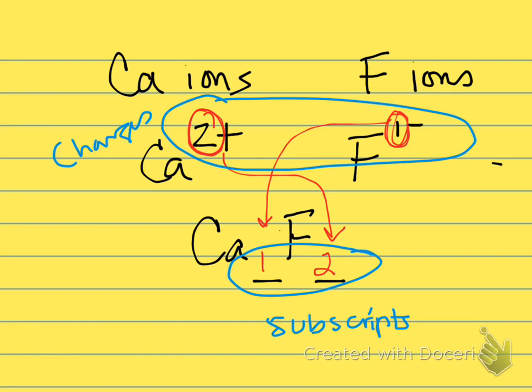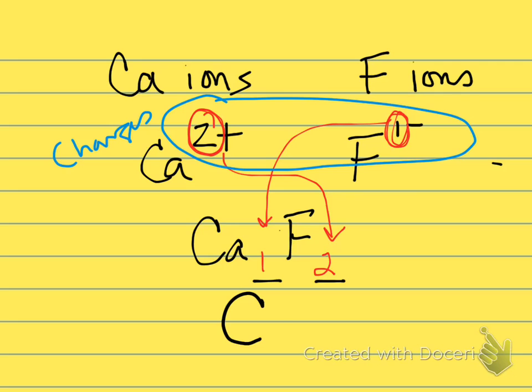Okay, now what you have is Ca1F2, but here's the thing. We never write a 1. So we would just write the formula for this as CaF2. We simplify whenever possible. So the formula for a compound made from calcium ions and fluoride ions is CaF2.